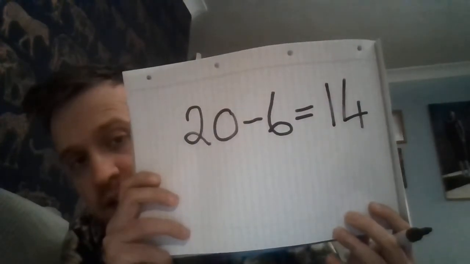Number 3 was 20 subtract 6. Now remember, I'm not going to do any working out here because this is mental maths. It should all be in my head. So I get the number 20, I take 6 away, and I get my answer, which is 14. That one, 14. Number 3, 14.